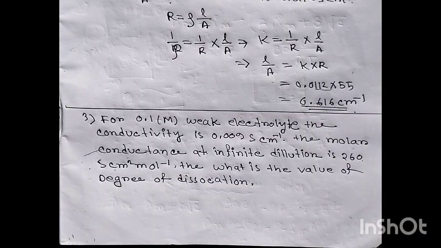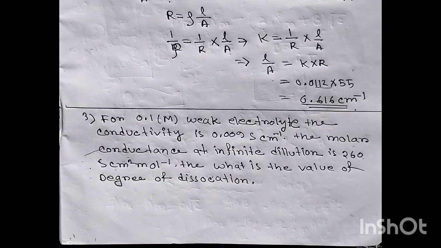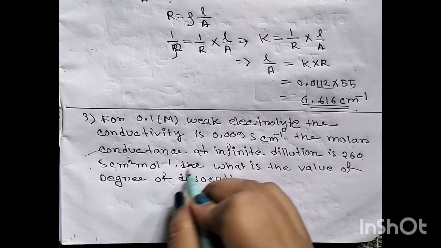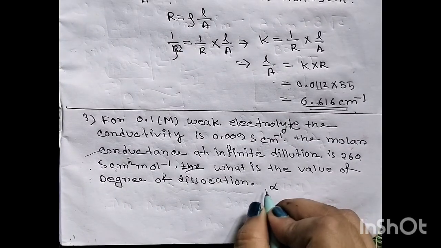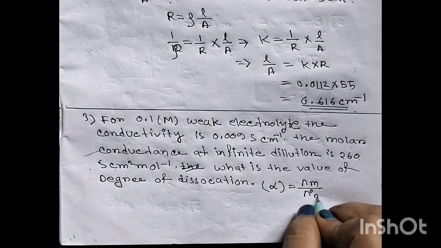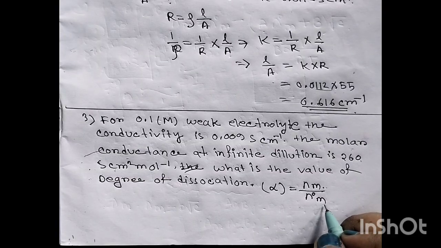The next question is, for a 0.1 molar weak electrolyte, the conductivity is 0.009 Siemens per cm. The molar conductance at infinite dilution is 260 Siemens cm square mole to the power minus 1. What is the value of degree of dissociation? Degree of dissociation means alpha. We know alpha equals lambda m by lambda naught m, molar conductance at any concentration by molar conductance at infinite dilution.